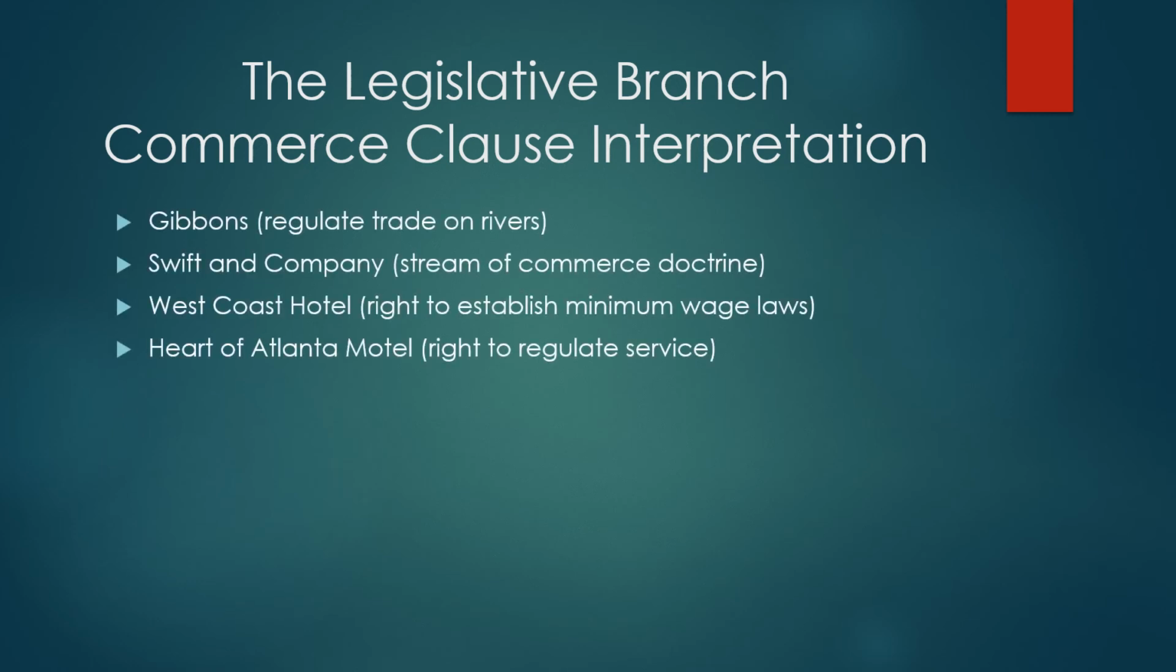There are 4 court cases that you should be familiar with. The Gibbons case, in which the government got the power to regulate trade on rivers. Swift and Company, which established the stream of commerce doctrine. West Coast Hotel, which gave the government the right to establish minimum wage laws. And the Heart of Atlanta Motel case, which gave the government the right to regulate service industries.